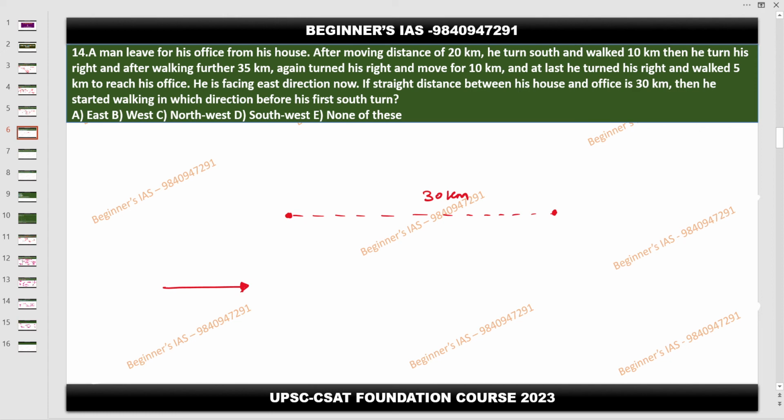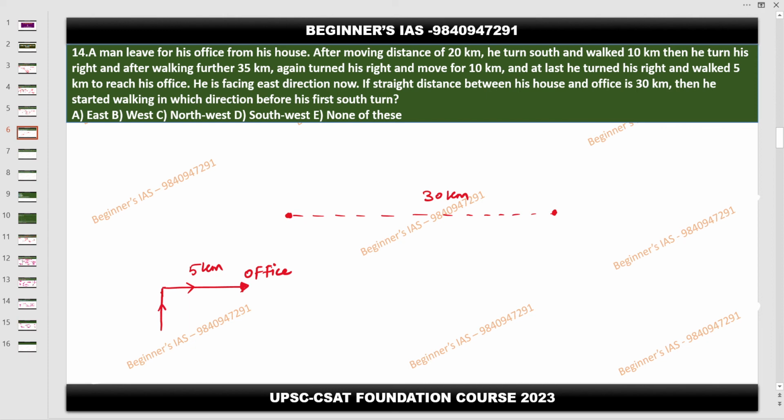At last he turned his right. So this is going to be his right. At last. And walked for 5 kilometers. So this is 5 kilometers. He reaches the office. I am taking this as the office now. So this is the 5 kilometers. If he is walking in this direction, this is going to be his right.